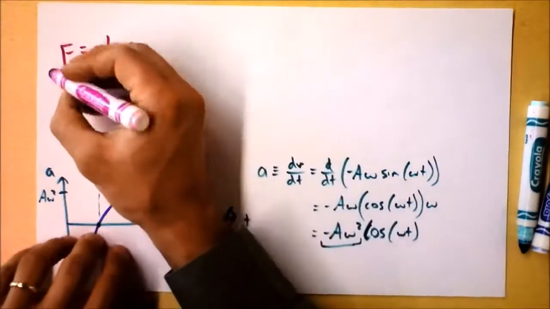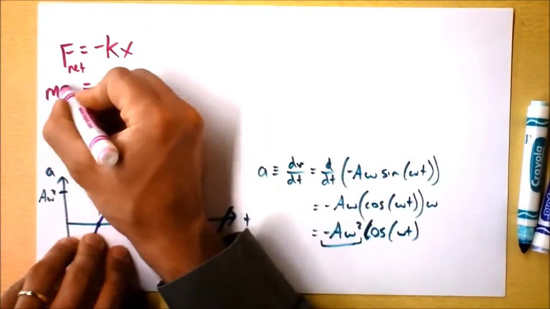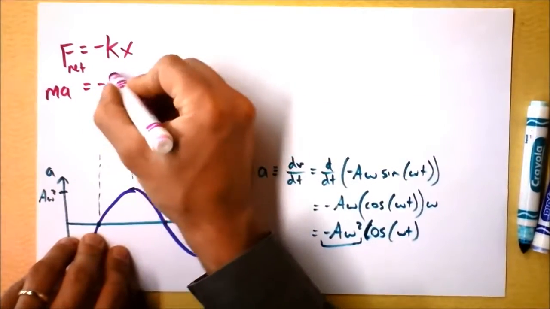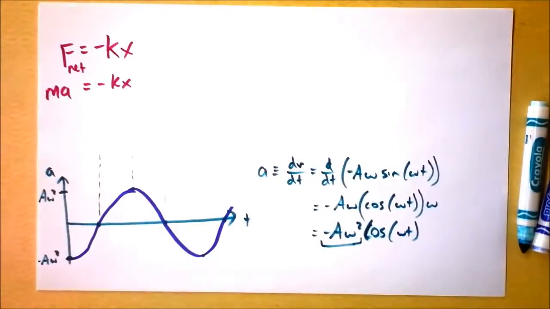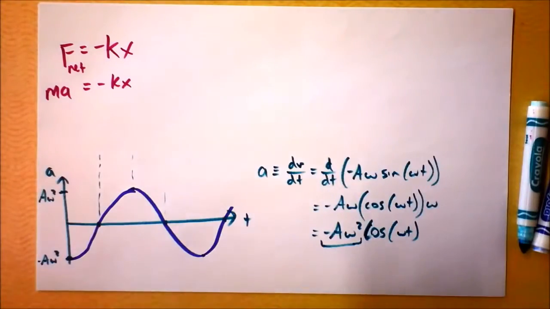Watch this. Let's say that it's the total force on the system. That means that mass times acceleration is negative k times x. Are you ready for this? This is really awesome. Follow through each step. Make sure it's good for you.